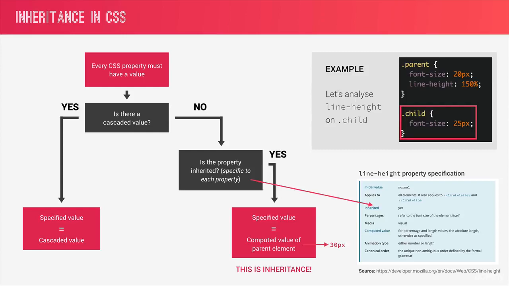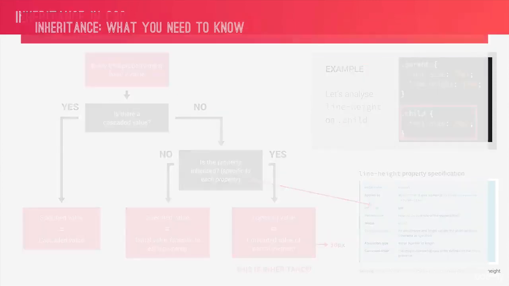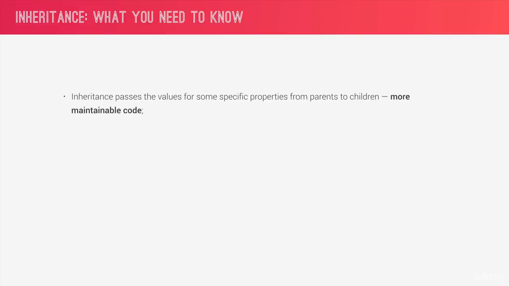Now, if it's a property that's not inherited, like for example padding, then the specified value will become the initial value, which is also specific to each property. In the case of padding, that's just 0 pixels, like we actually saw in the last lecture. Again, you don't need to memorize these initial values, because they're all just rather intuitive. So, just like before, here's a quick summary of what you need to know.